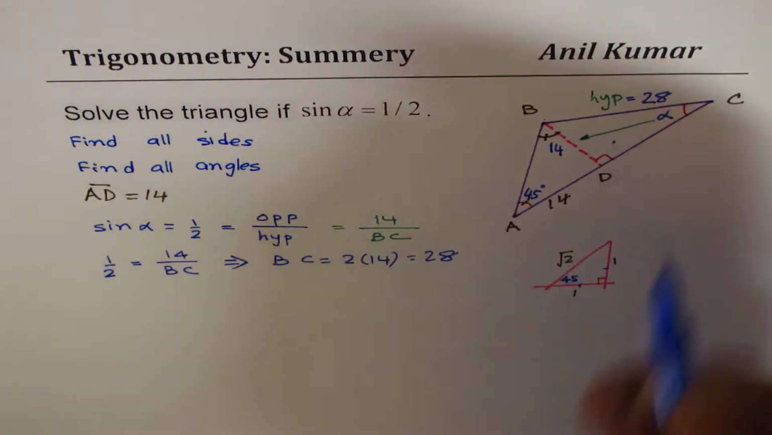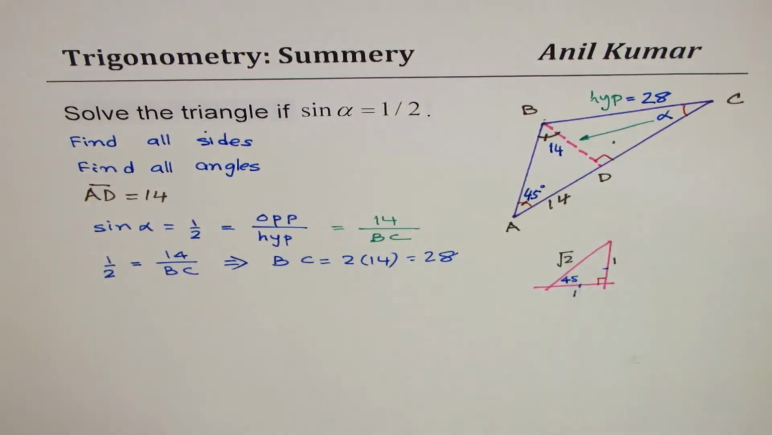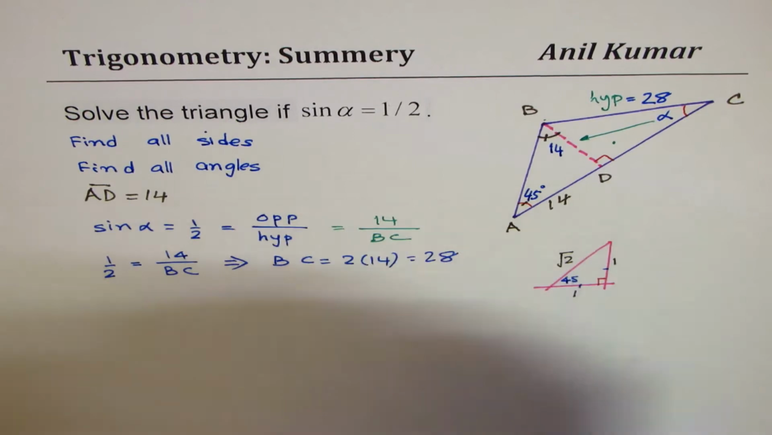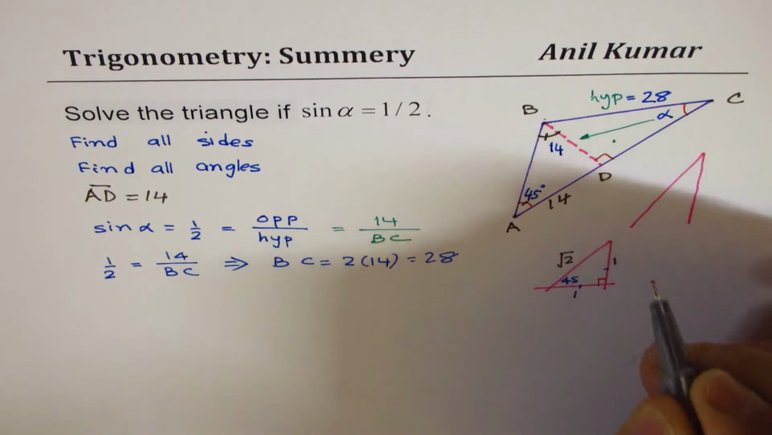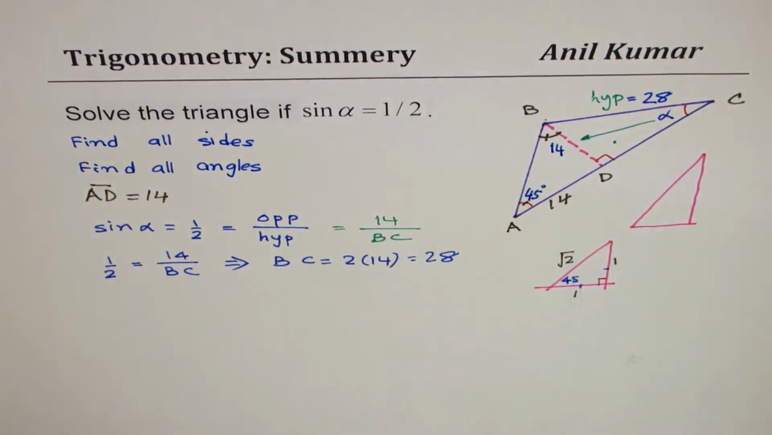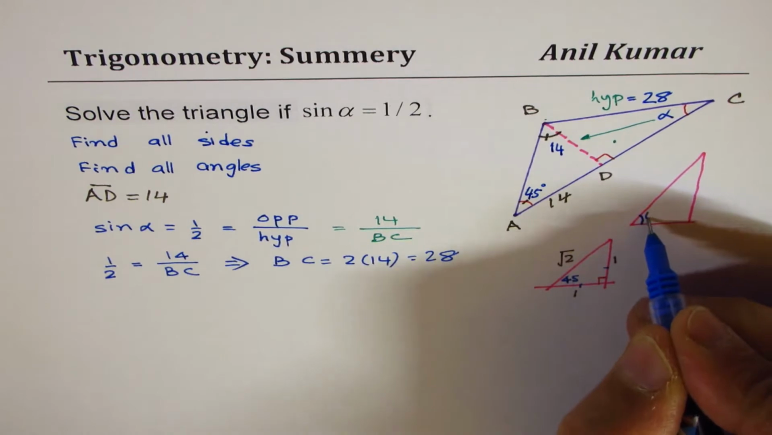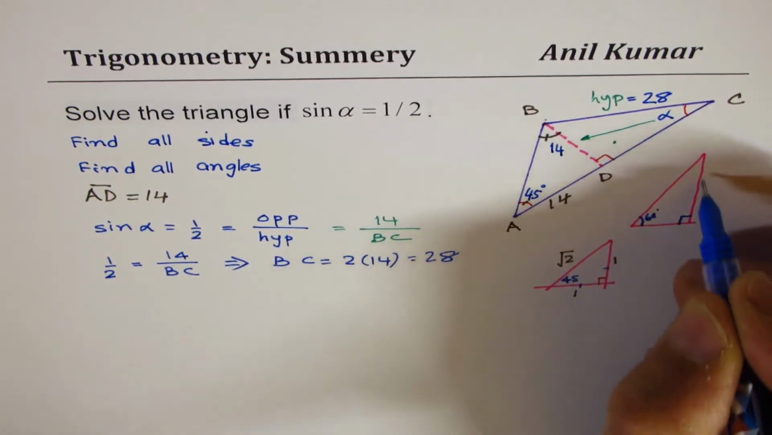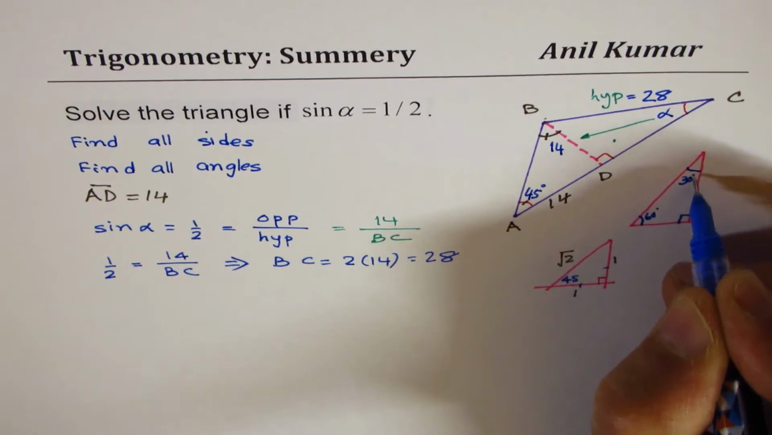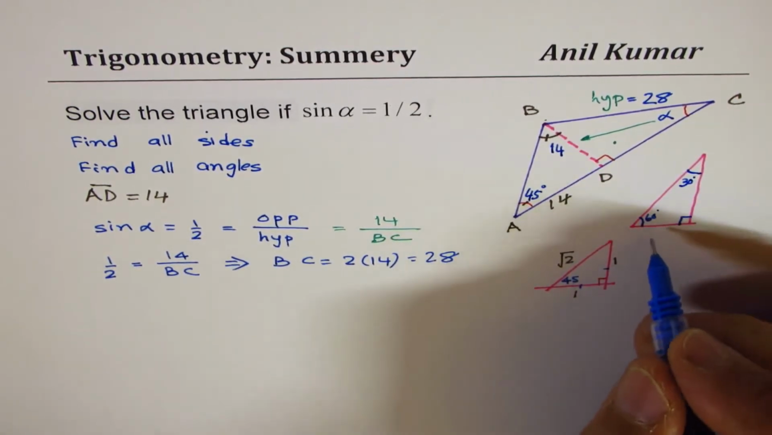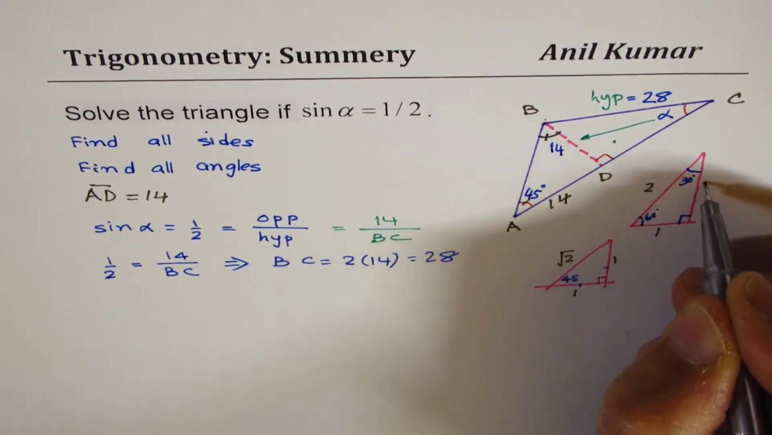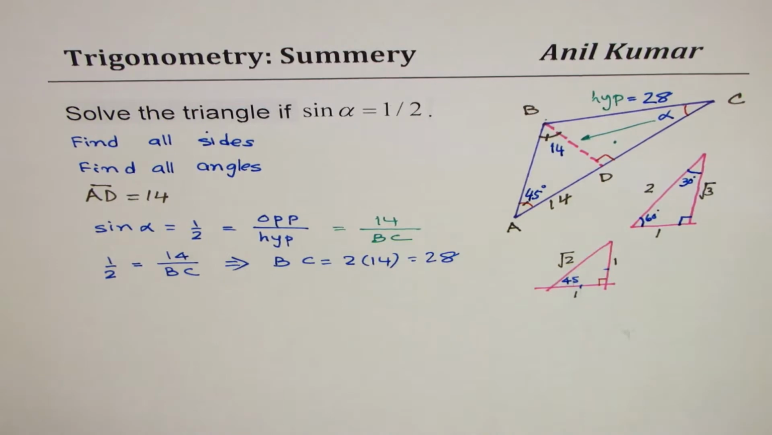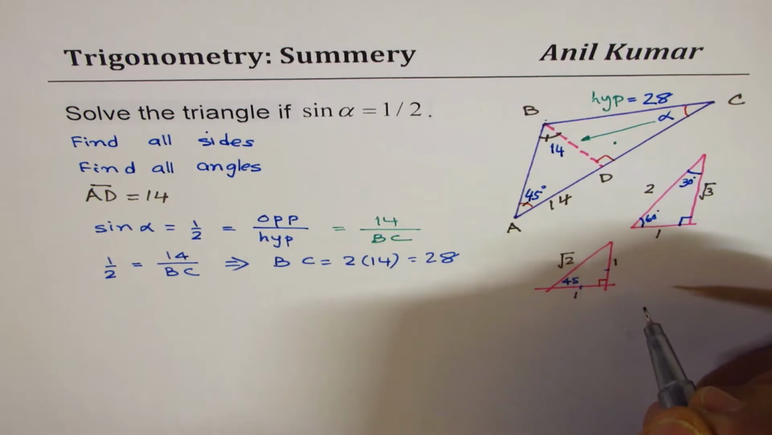Correct? Now, how do I get CD? This is indeed slightly difficult. So now we'll take help of another triangle, which is our 60, 30, 90 triangle. Is it okay? So this is 60 degrees, that is 90 degrees, and here we have 30 degrees. The ratio of the sides, as you know, are 1, 2 and square root 3. So that is the ratio of the sides.